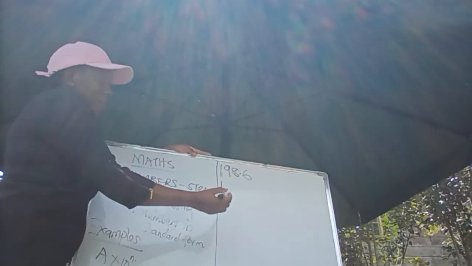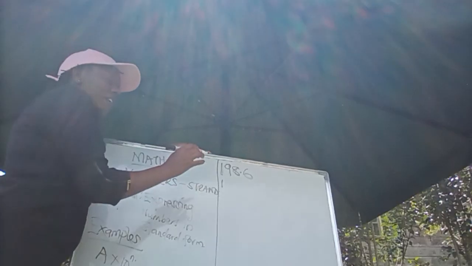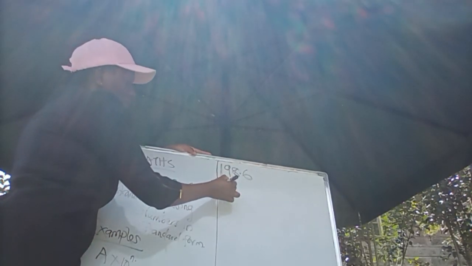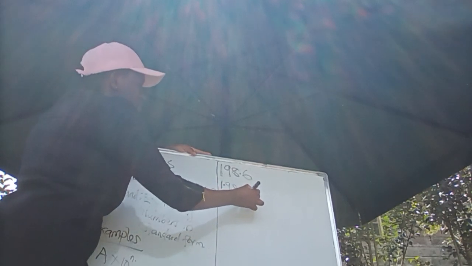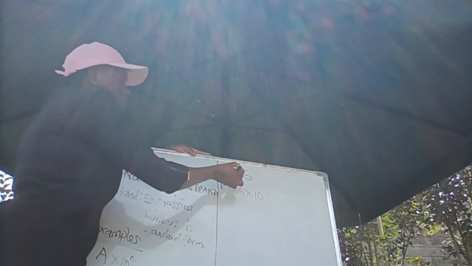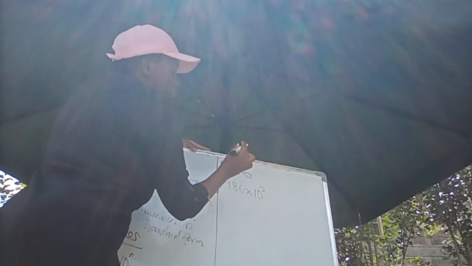As I said, we are going to count the number of places the decimal moves so that we can write that number in standard form. So it's going to be 1, 2. Thereby you are going to put 1.986 times 10 to the power what? Because we have moved the decimal many times. Let's count: 1, 2. So it's going to be to the power 2.